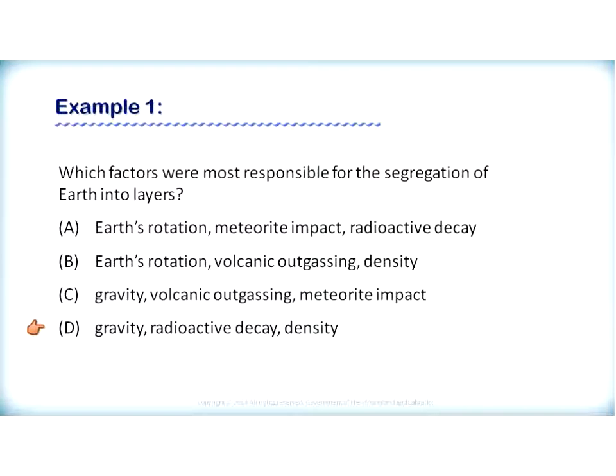Throughout the segregation of Earth, we stated that the decay of radioactive elements partnered with the collision of particles and also gravity will be responsible for segregating the Earth into layers. Therefore, the answer in this case would be D. Gravity, radioactive decay, and density were responsible for causing the Earth to segregate into layers.